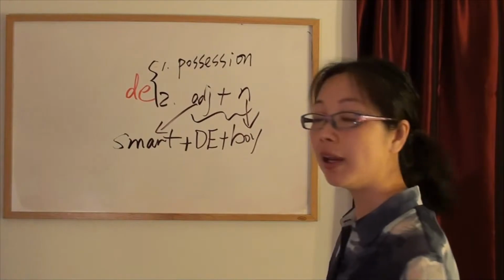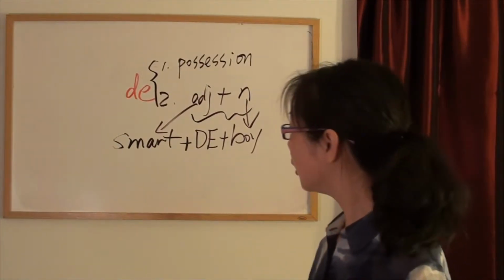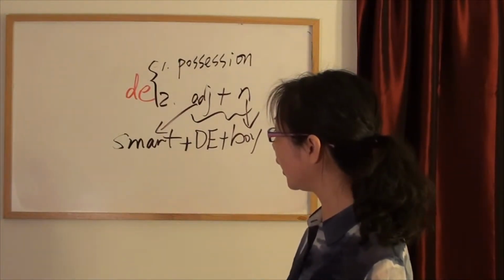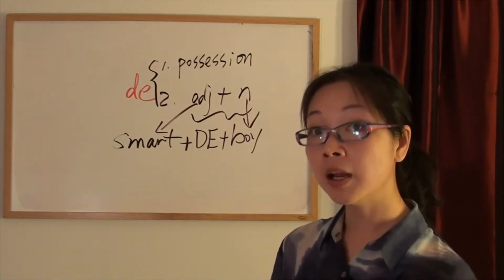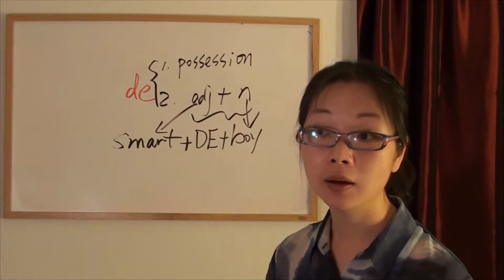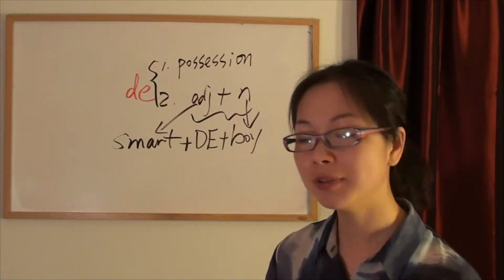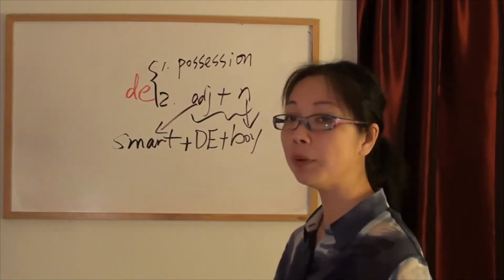Anyway, his question is, how about if I have a phrase like this? "He's a handsome, smart, brave boy." Where should I put 的? Oh, that is a very good question. Okay, let me tell you.